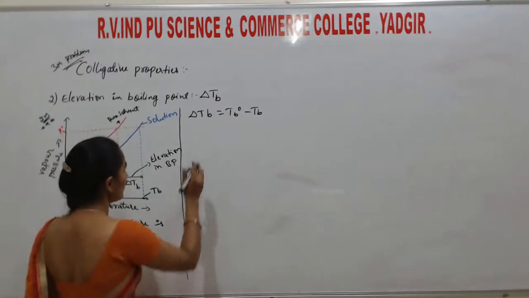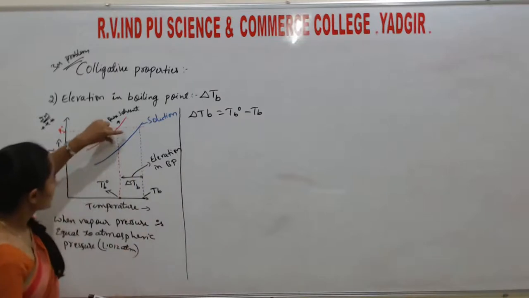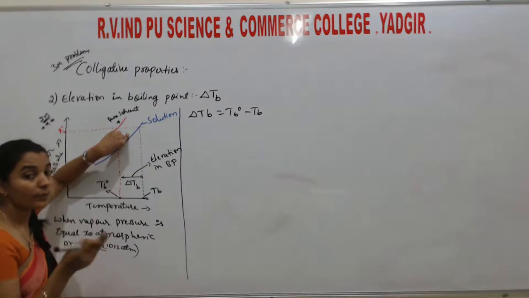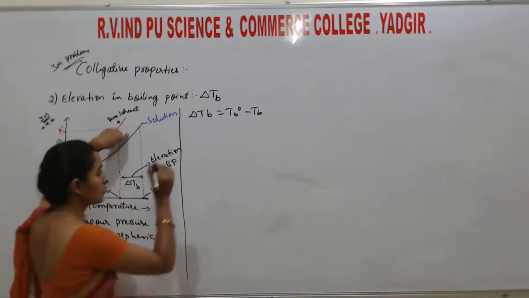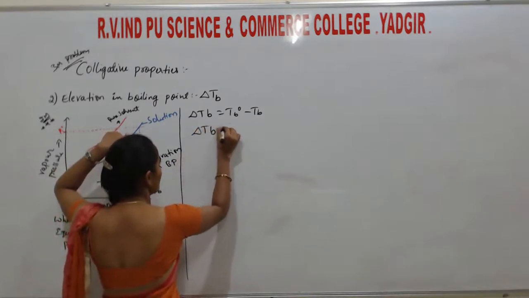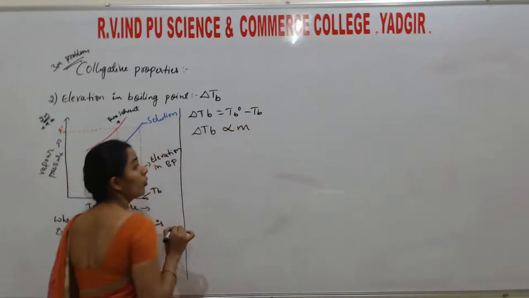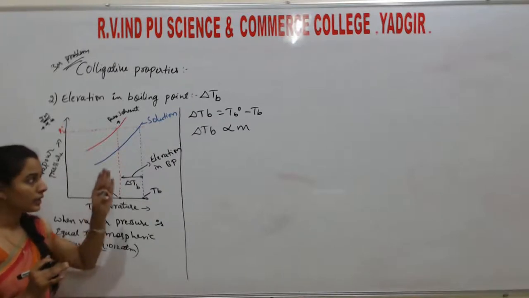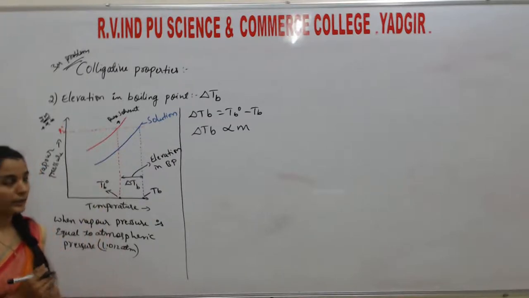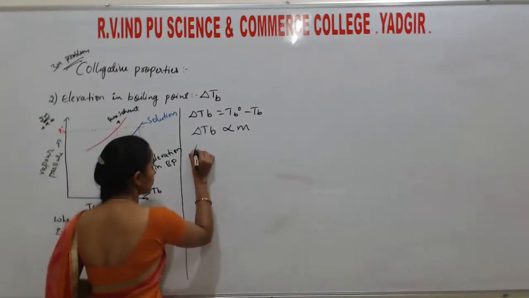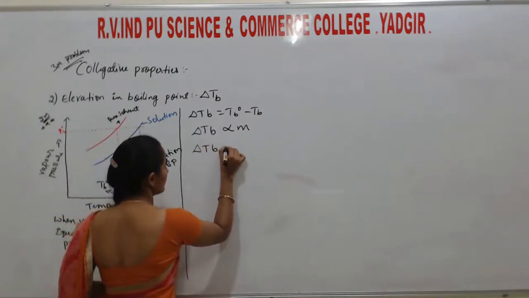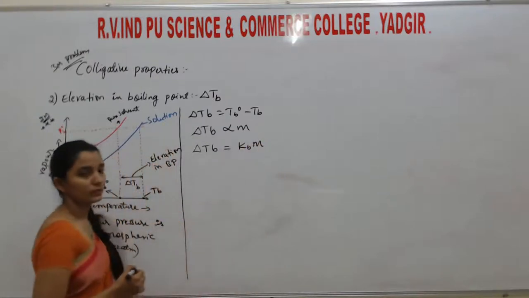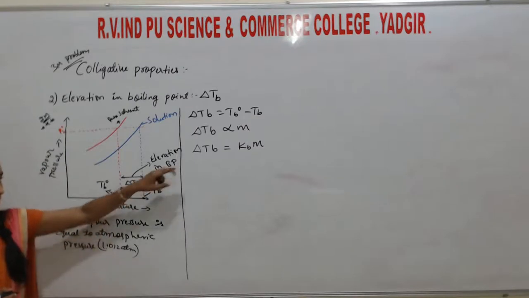So students, what we are going to check is, listen, the increase in this temperature depends on what? The amount of solute present in the solvent. So delta TB is directly proportional to molality. To remove the proportionality, we will take KB times m. I'll write the terms later.